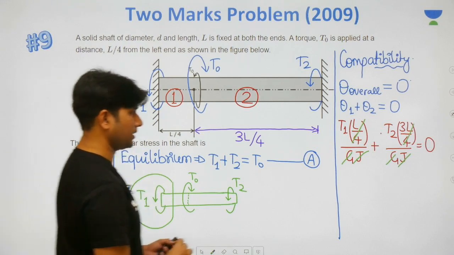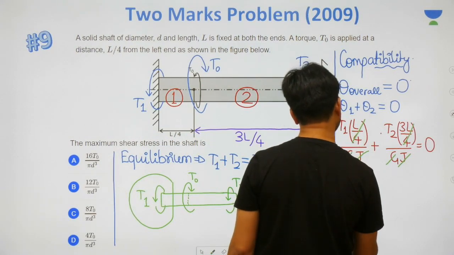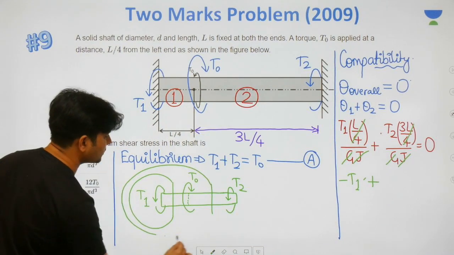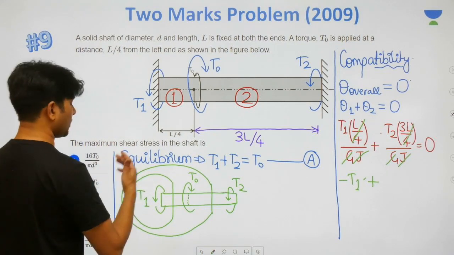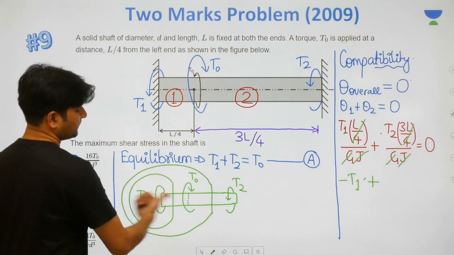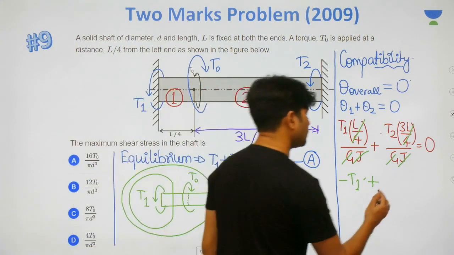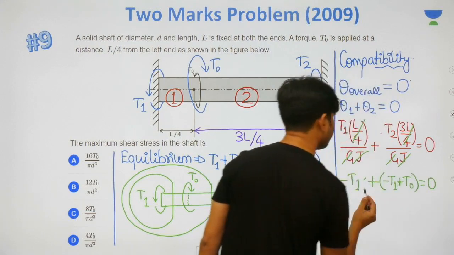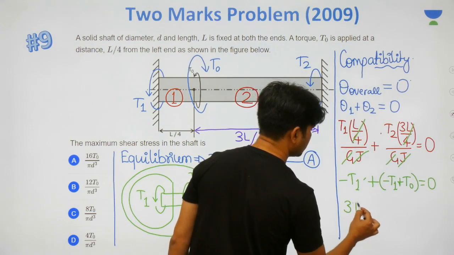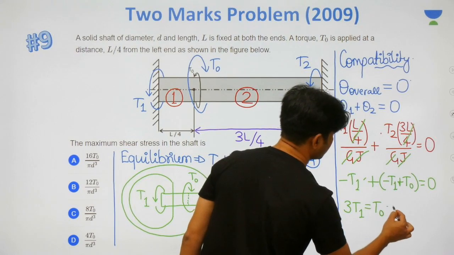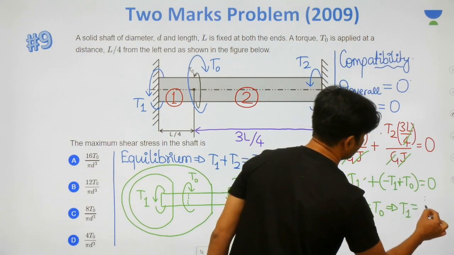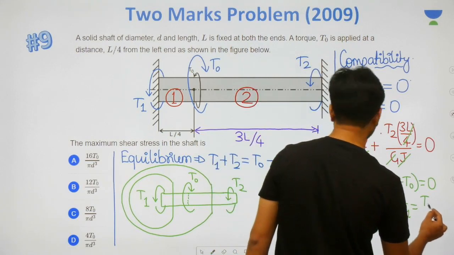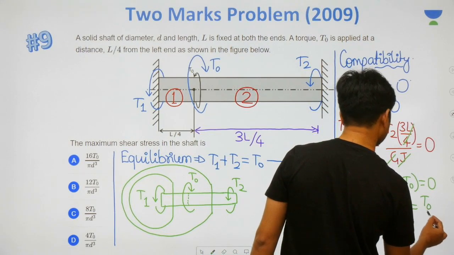Here you have applied T0, and from either side you have minus T1. Like T1 is actually minus T1, and then everything has been cancelled here. What about T2? T2 is minus T1 plus T0. Just in case, if we calculate from the left side, then T2 is minus T1 plus T0 is equal to 0. Now you get 3T1 is equal to T0.